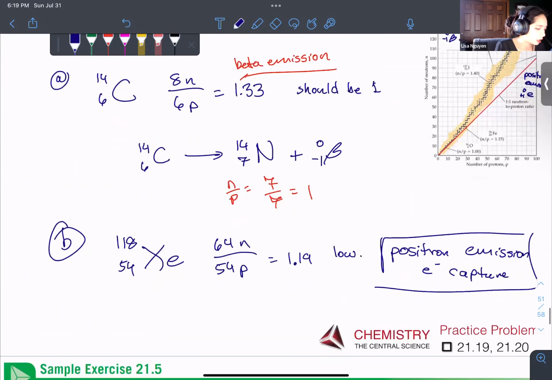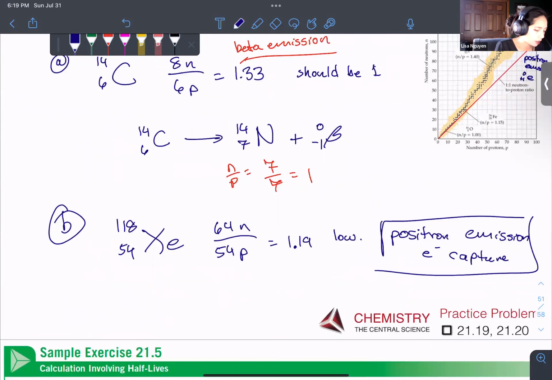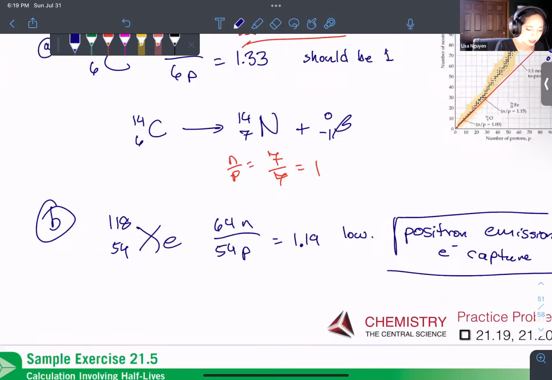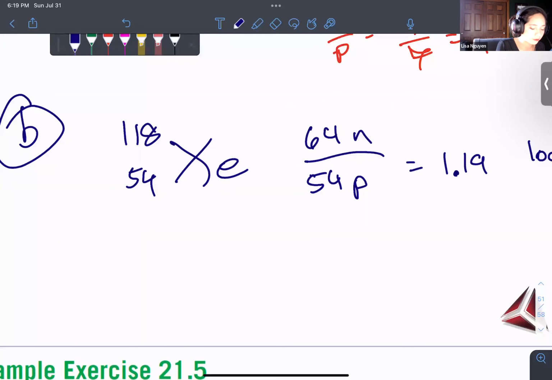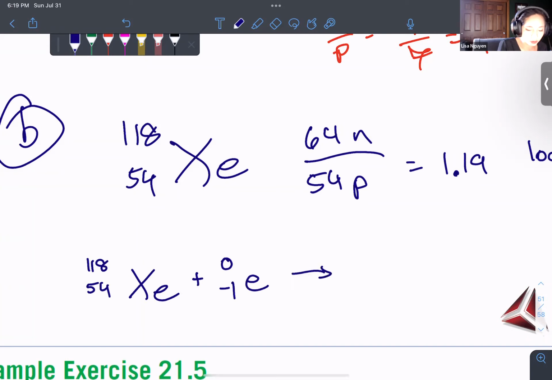So we can write that. In the key, I have positron emission, but let's write what the equation would be for electron capture for fun. So electron capture of this xenon isotope, electron capture would be a 0, -1, we're capturing that electron. That would be the symbols for an electron there.